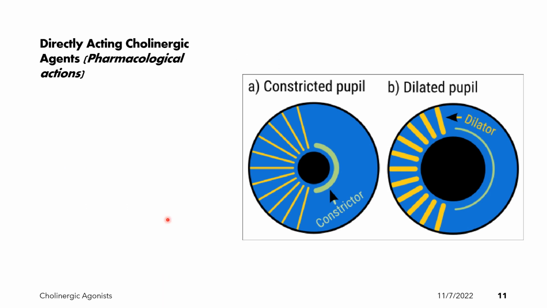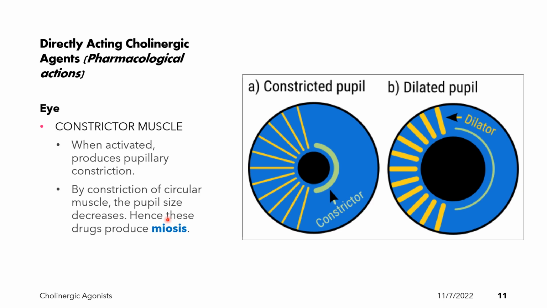There are two important muscles in the eye that are affected by cholinergic drugs. These are the constrictor muscle and the ciliary muscle. The constrictor muscle is also known as the circular muscle. When it is activated, it produces pupillary constriction or miosis. So you can imagine that if a circle constricts, its radius also decreases. Similarly, by constriction of the circular muscles as seen in the figure, the pupil size will also decrease. Hence, these drugs produce miosis or pupillary constriction.